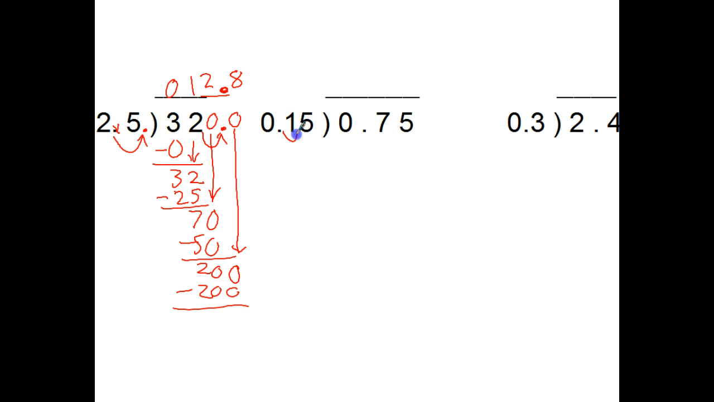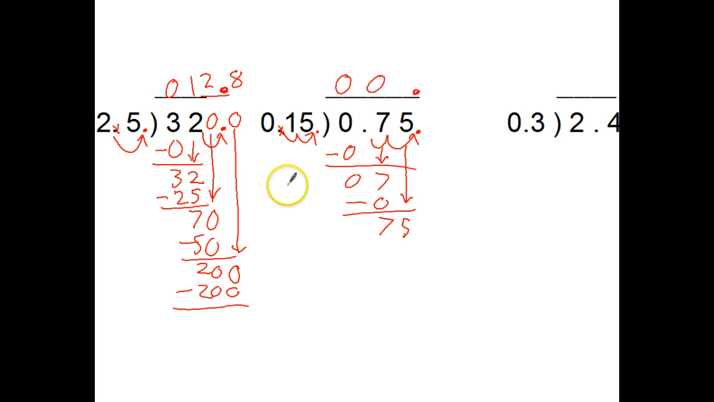Again, I have decimals in my divisor, so I got to get rid of them. 2 spots to the right. 1, 2, 2 spots to the right. Put my decimal point up. 15s in 0 is 0. 15s in 7, 0. 15s in 75. Let's see, 15, 30, 45, 60, 75. There it is. 1, 2, 3, 4, 5 of them. 5 times 15, 75. Nothing left over. So that answer is really just 5.